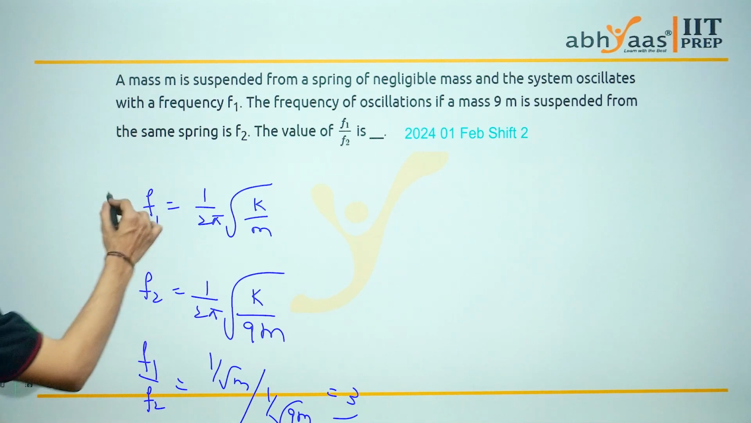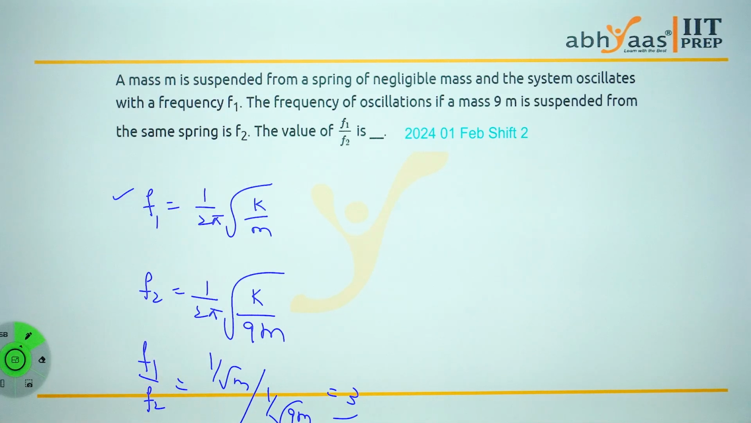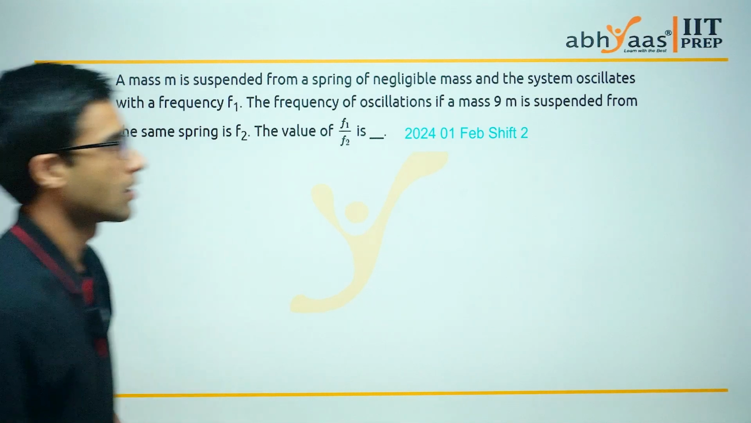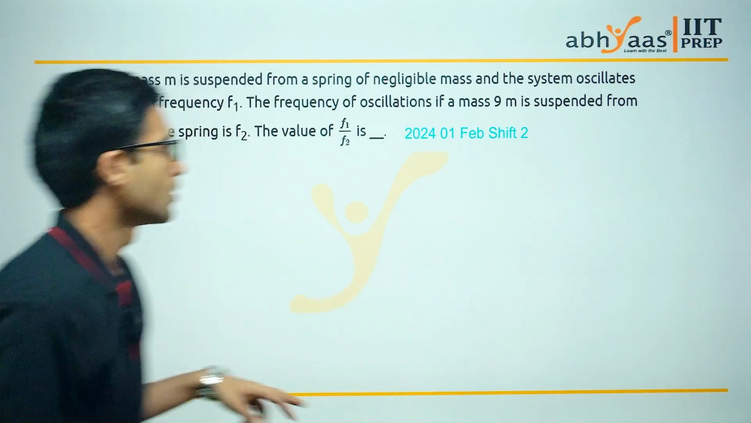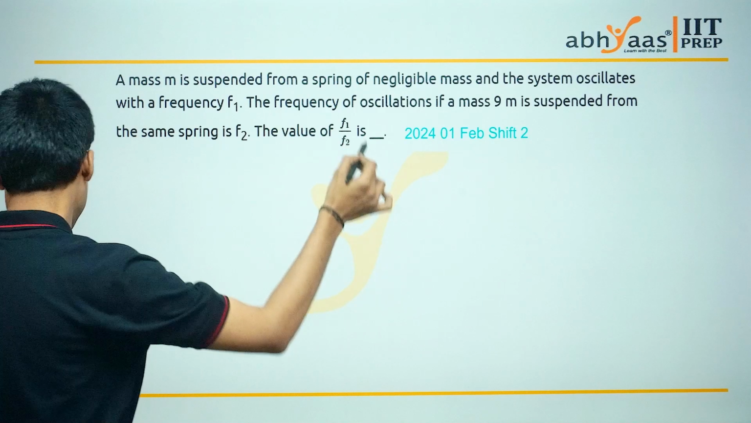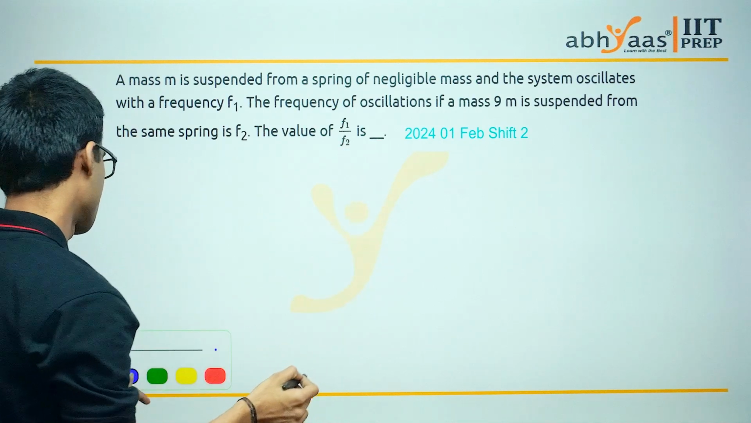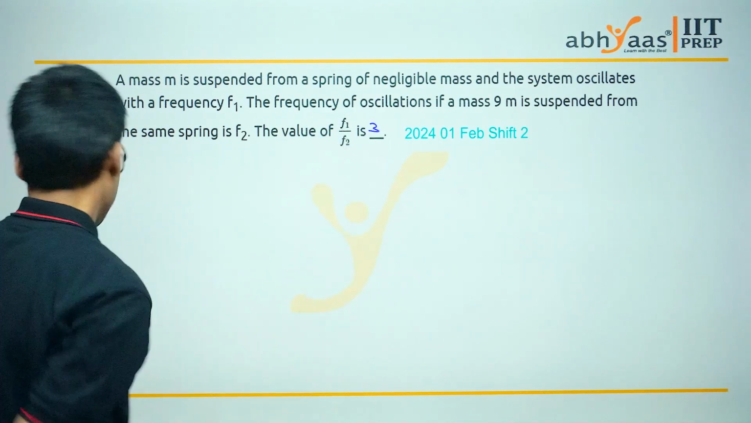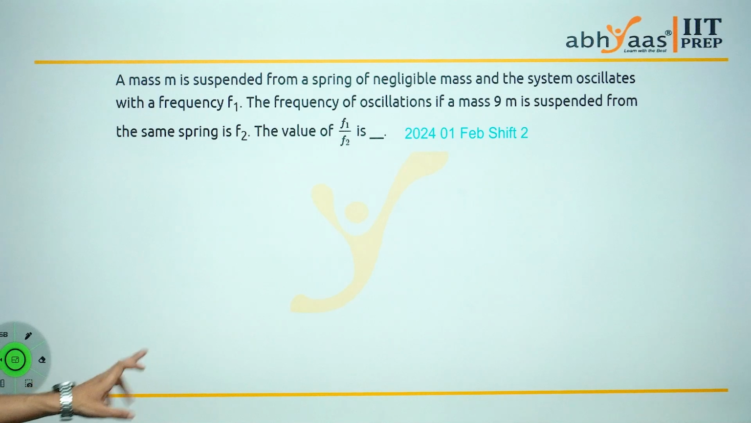Just if you know this formula and apply it when the mass is 9m, you can easily get this answer. So this came in the February 1st shift 2. This answer is 3. Simple question, right? The first question is very simple.